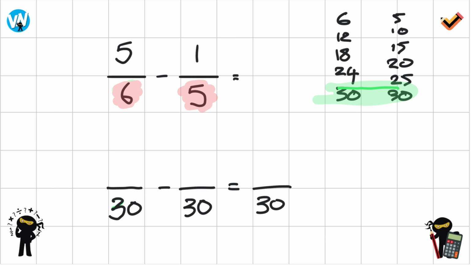So again, dead simple. How have I adjusted 6 to 30? Well, I've times by 5, haven't I? 6 times 5 is 30.